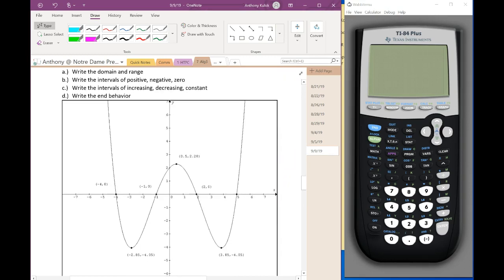So here, we're asked to write the domain and range, positive, negative, 0, increasing, decreasing, constant, and end behavior.